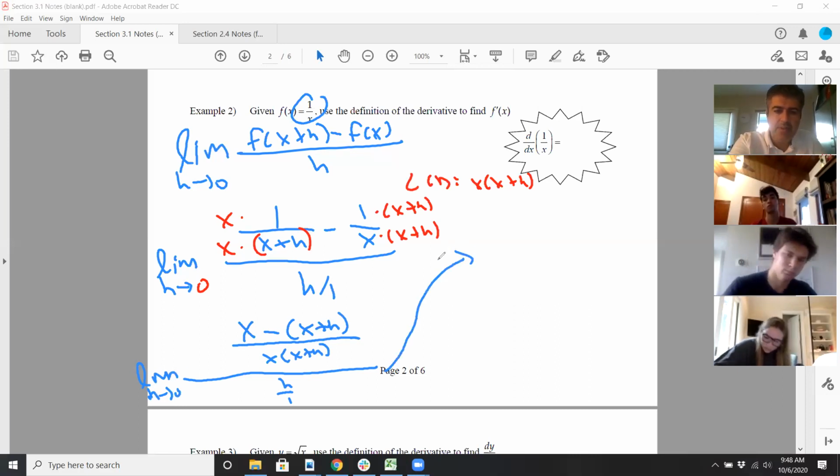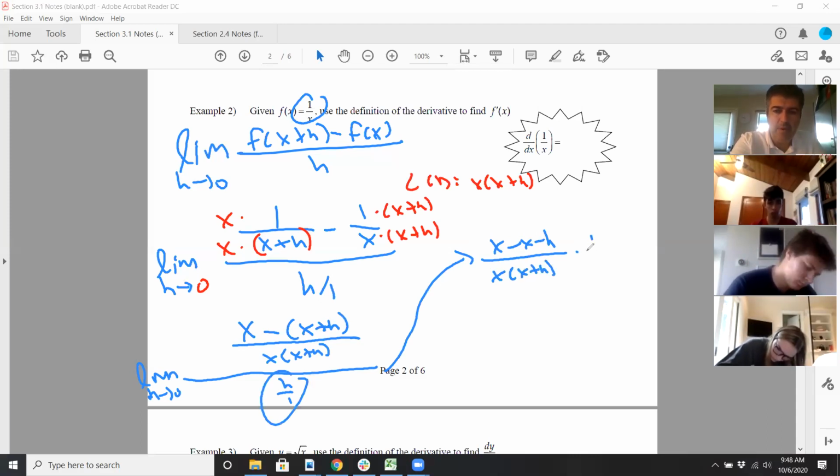Distribute the minus. So you get x minus x minus h. Careful there. X times x plus h. And because you're dividing by this fraction, I'm going to flip that over and make that 1 over h. Again, the limit as h approaches 0. These x's cancel, so you get negative h over x times x plus h times h, because you're multiplying the denominators together. And fortunately, those h's cancel.